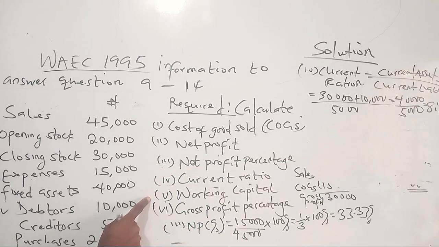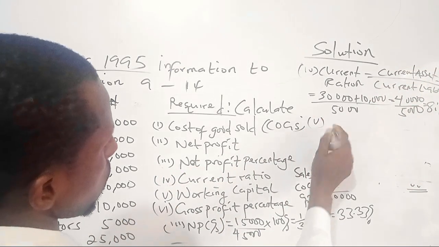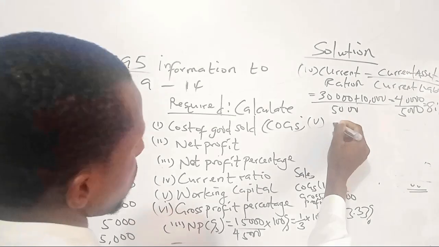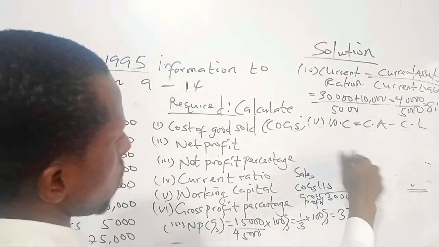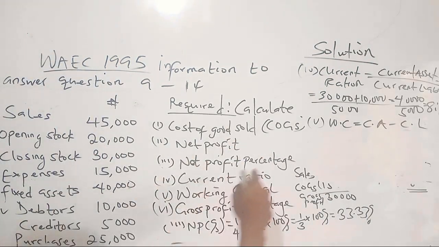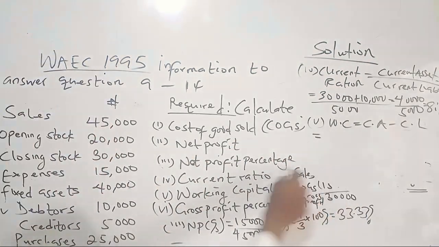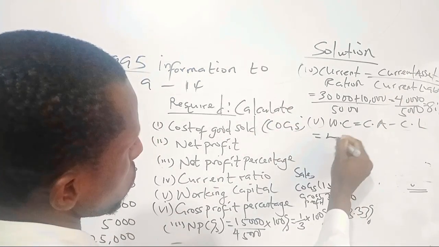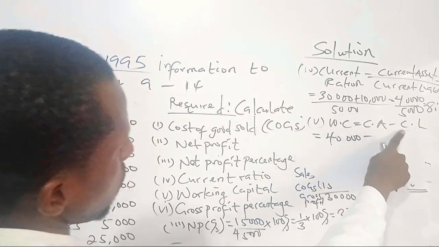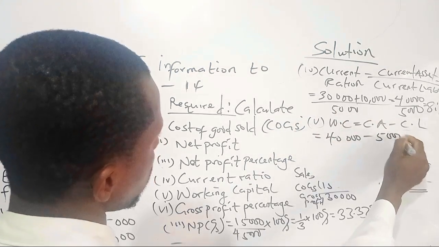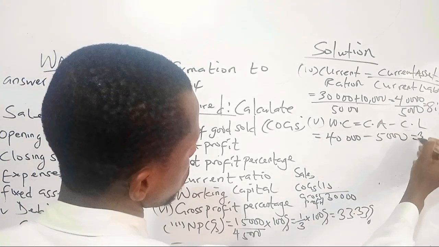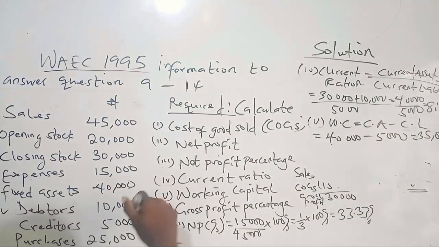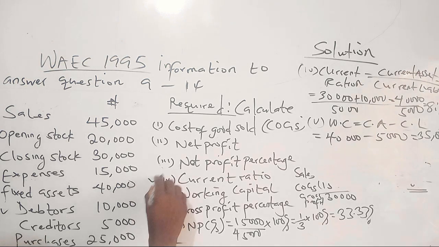We have number 5 to be working capital. Working capital is current assets minus current liabilities. It is the day-to-day cash used in running the business. Our current assets are 40,000, minus our current liability of 5,000, which is just the creditor we're having. When we subtract this, we have 35,000. So we have determined our working capital.